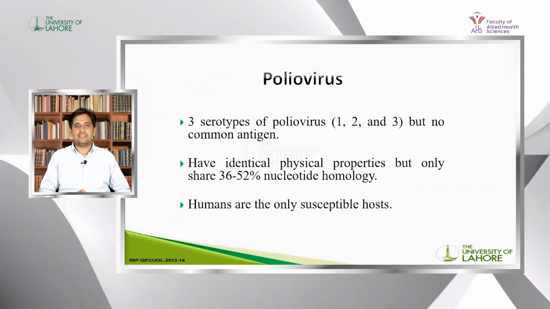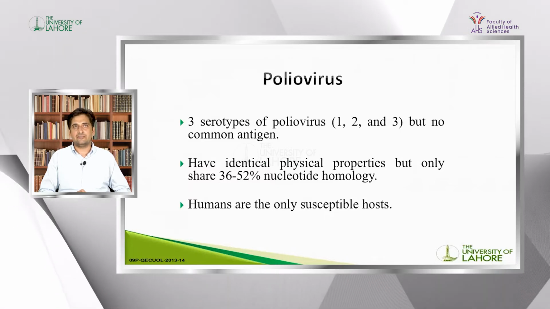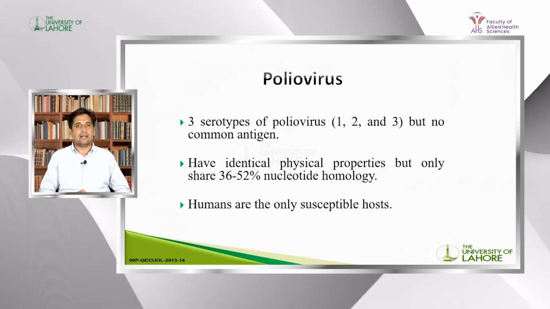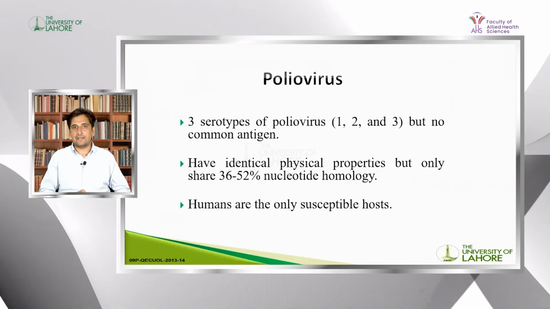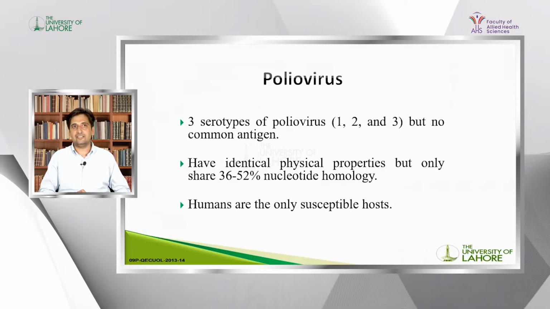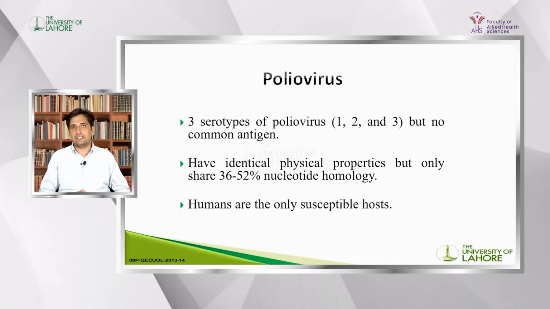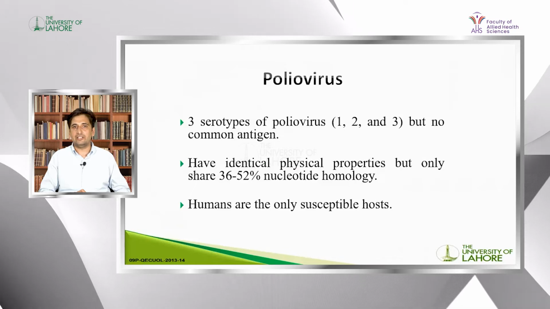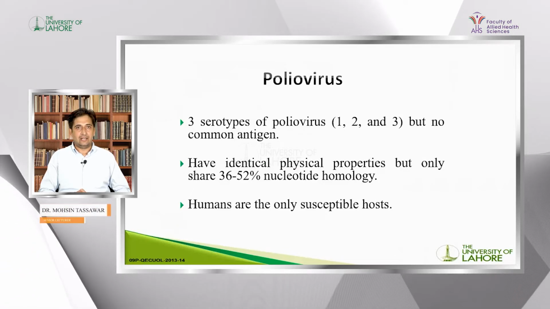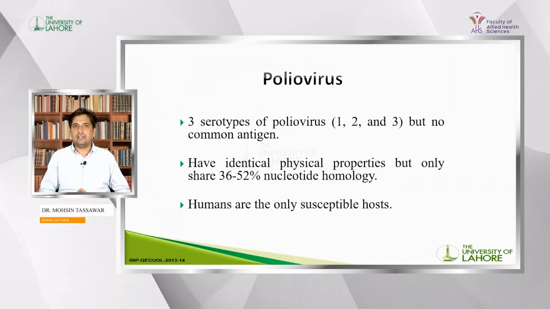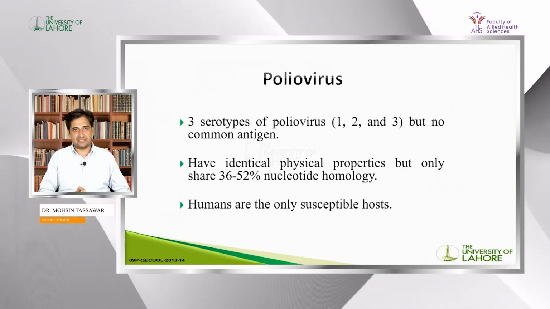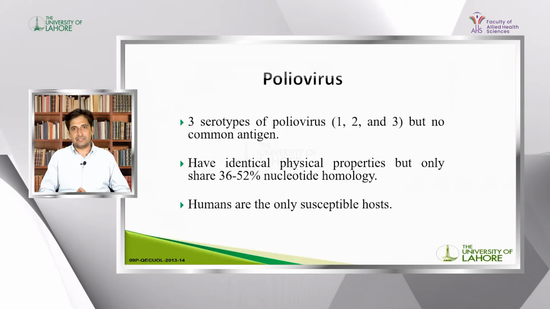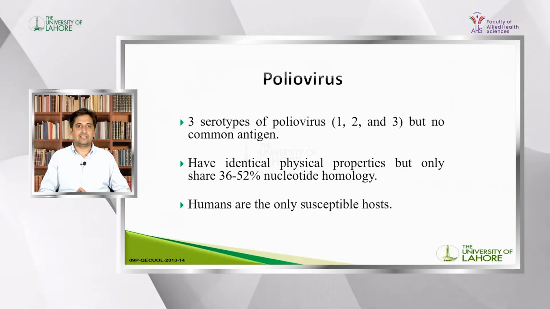The poliovirus has 3 serotypes, which are designated as poliovirus serotype 1, 2, and 3. But these 3 serotypes don't share any antigen. They have identical physical properties, but they only share 36 to 52% nucleotide homology. Another thing is humans are the only susceptible host for these viruses. It means that they cannot replicate in other species like birds or other animals.